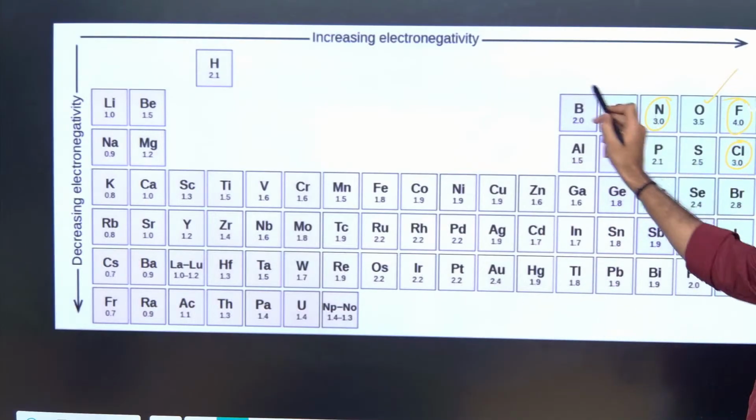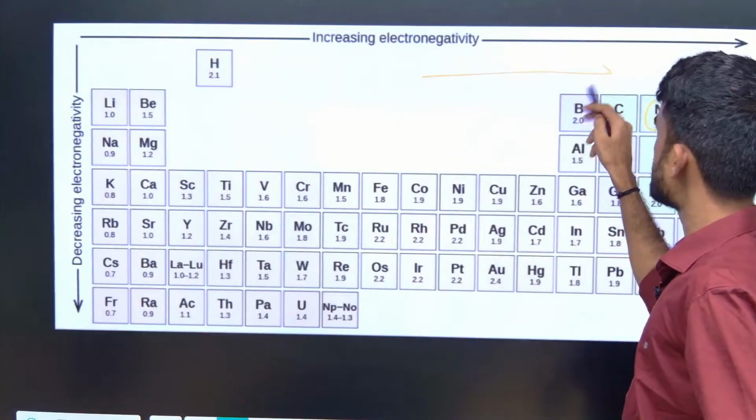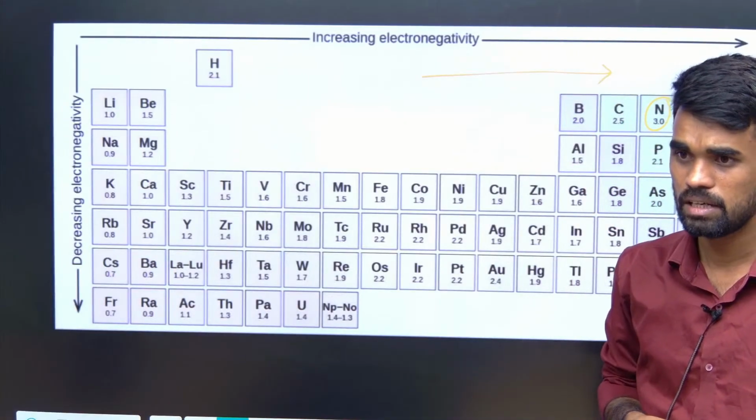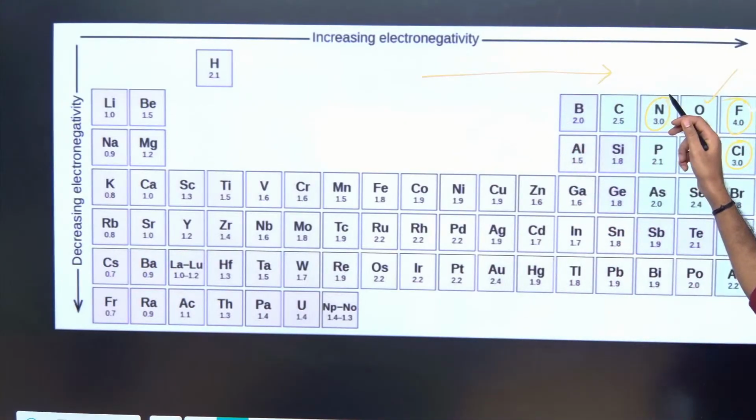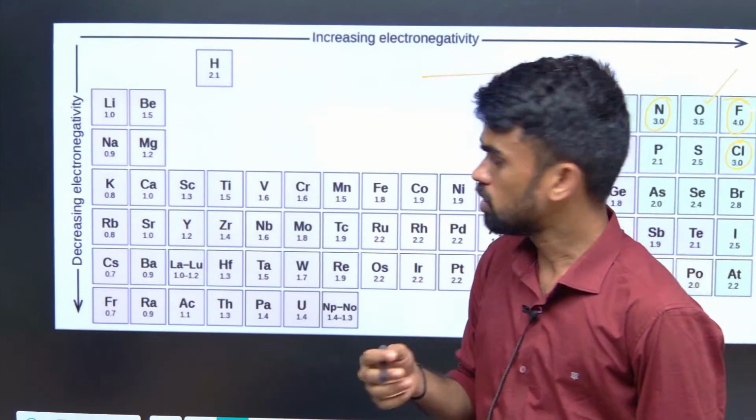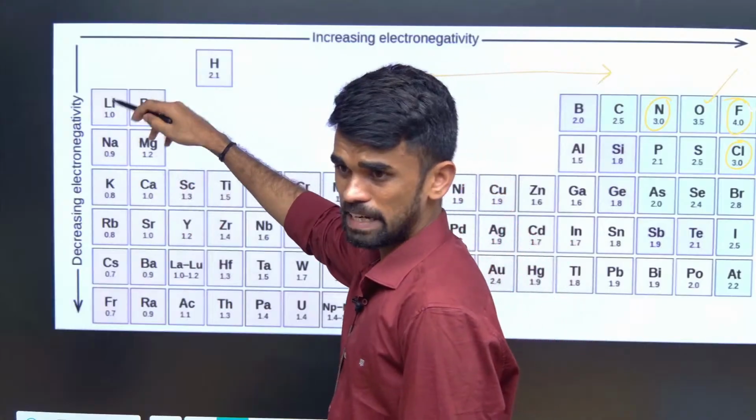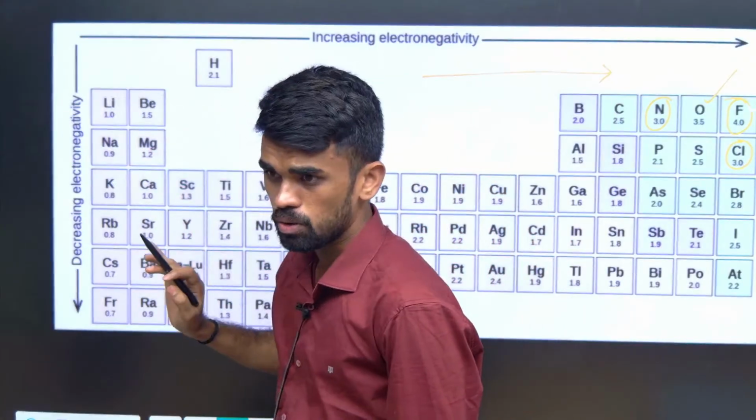As we move from left to right, what happens? Electronegativity increases, and here we have non-metals. So non-metals are electronegative. Here we have metals, so metals are electropositive.